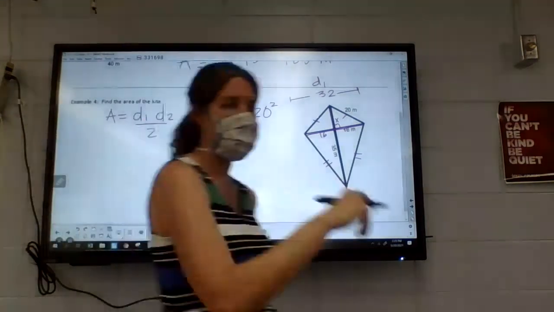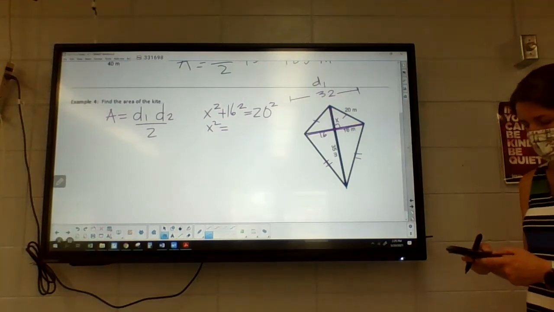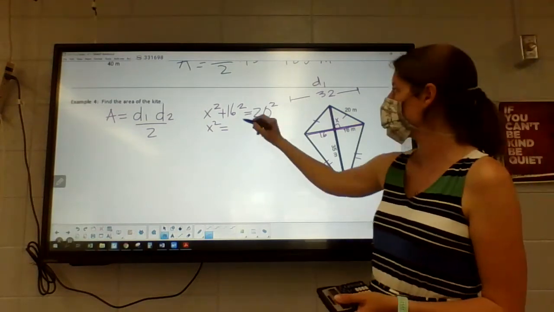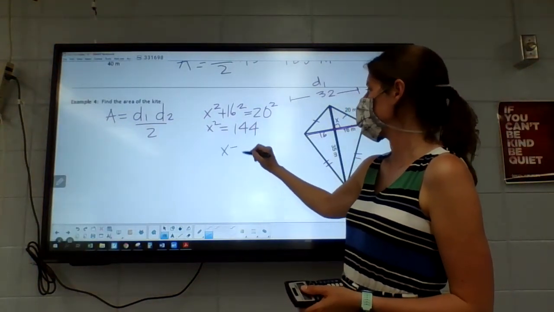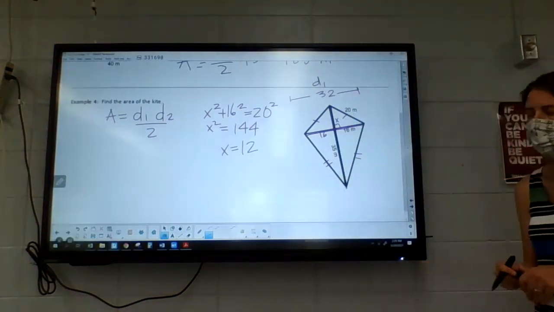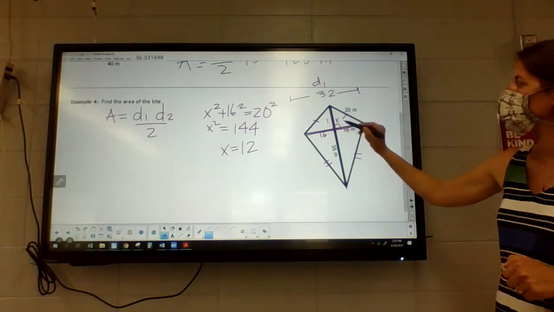If I move that 16 squared over, I can already tell what x is going to be, but only because I'm comfortable with these. So if I move that over, this is going to be 144. So x is going to be 12, skipping over a few steps there. So you squared each of them, you move that 16 squared over. So this ends up being 12 here.